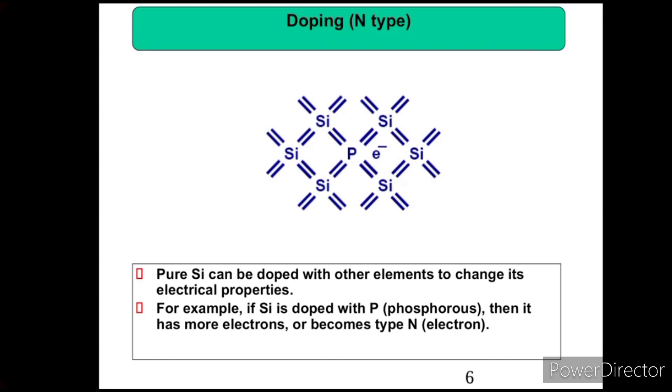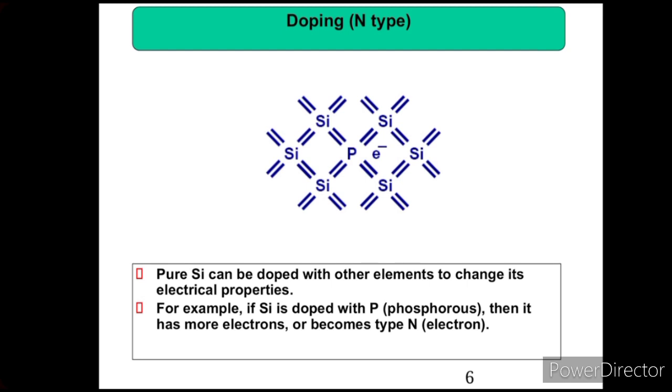Next, what is doping? Semiconductors have two types: one is the intrinsic semiconductor, and the other is the extrinsic semiconductor. An intrinsic semiconductor means a pure semiconductor. In this semiconductor, no other material is doped. This semiconductor is known as an intrinsic semiconductor.